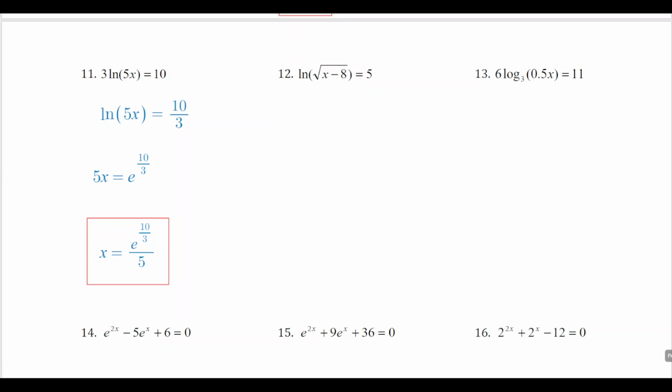For number 12, we'll start by using the inverse property, rewriting this as, I'm actually going to rewrite it as x minus 8 to the 1/2 power, just because I know I told you all to move away from using the radical symbol, equals e to the 5th. So from here, I'm going to square both sides to get rid of that 1/2 power. So I get x minus 8 equals e to the 10th. Squaring both sides does that. And then adding 8 to both sides gives me e to the 10th plus 8.